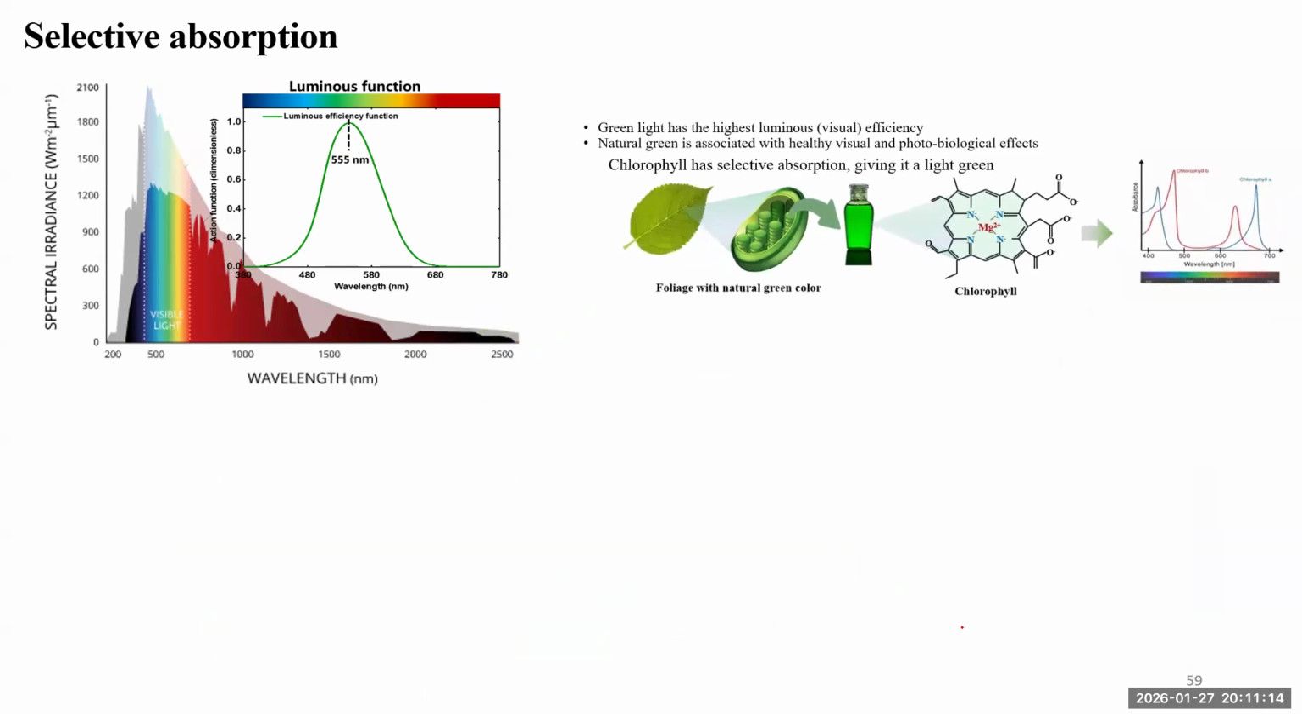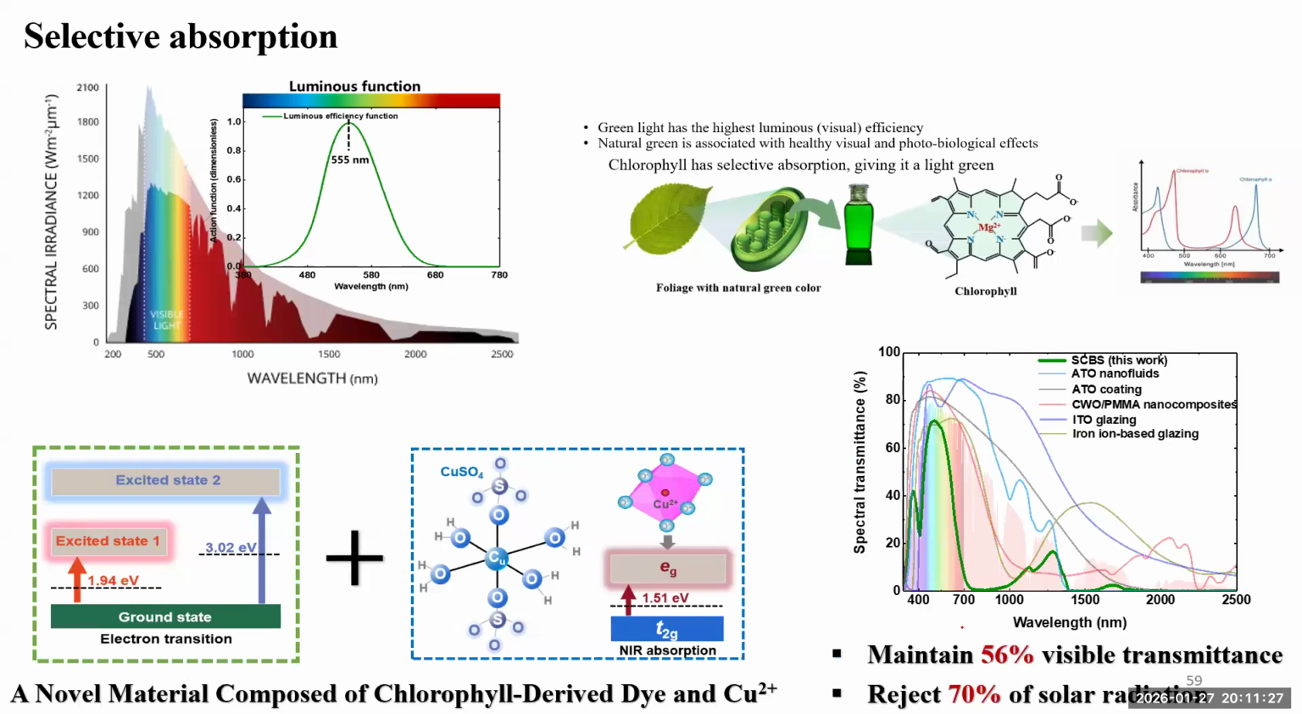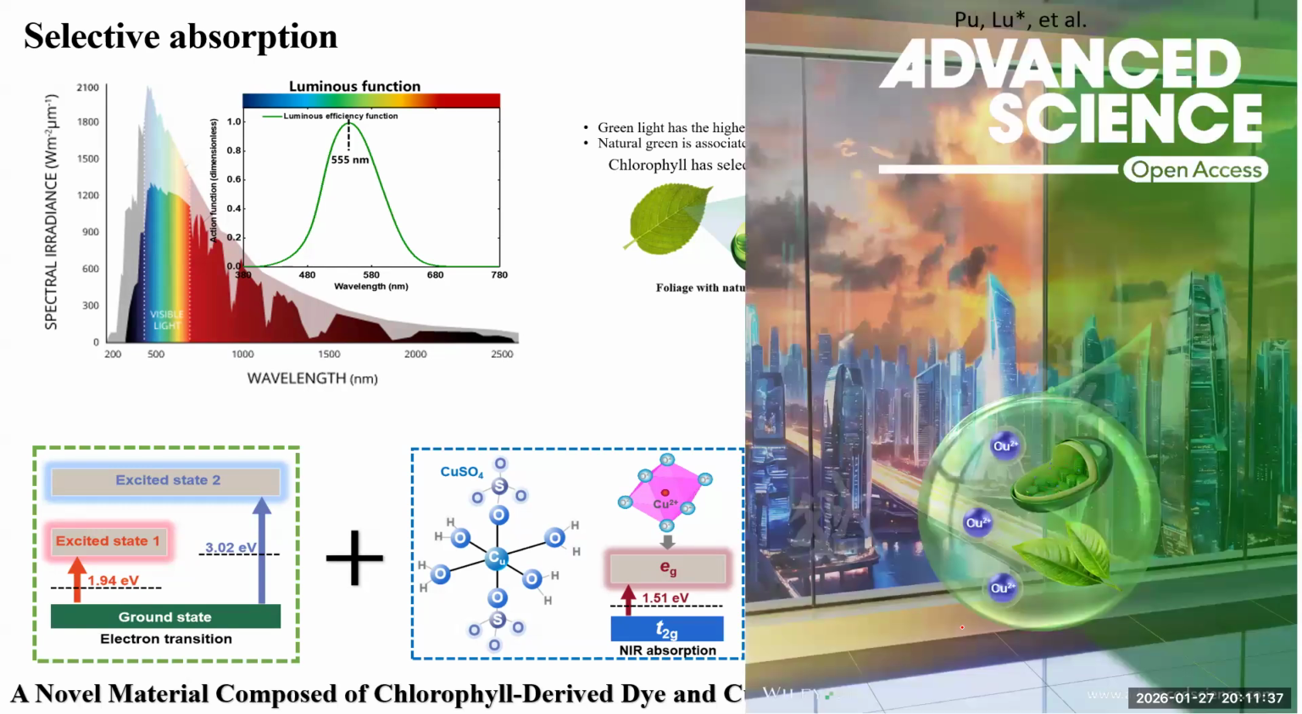The visible light will show a little bit of green, blocking the UV and near infrared light and letting the visible light into the space. We maintain 56% of the visible transmittance, but we reject 70% of solar radiation. So here is the photo. We can see this is light blue, our glass is light blue, and light green colors make you feel happy.